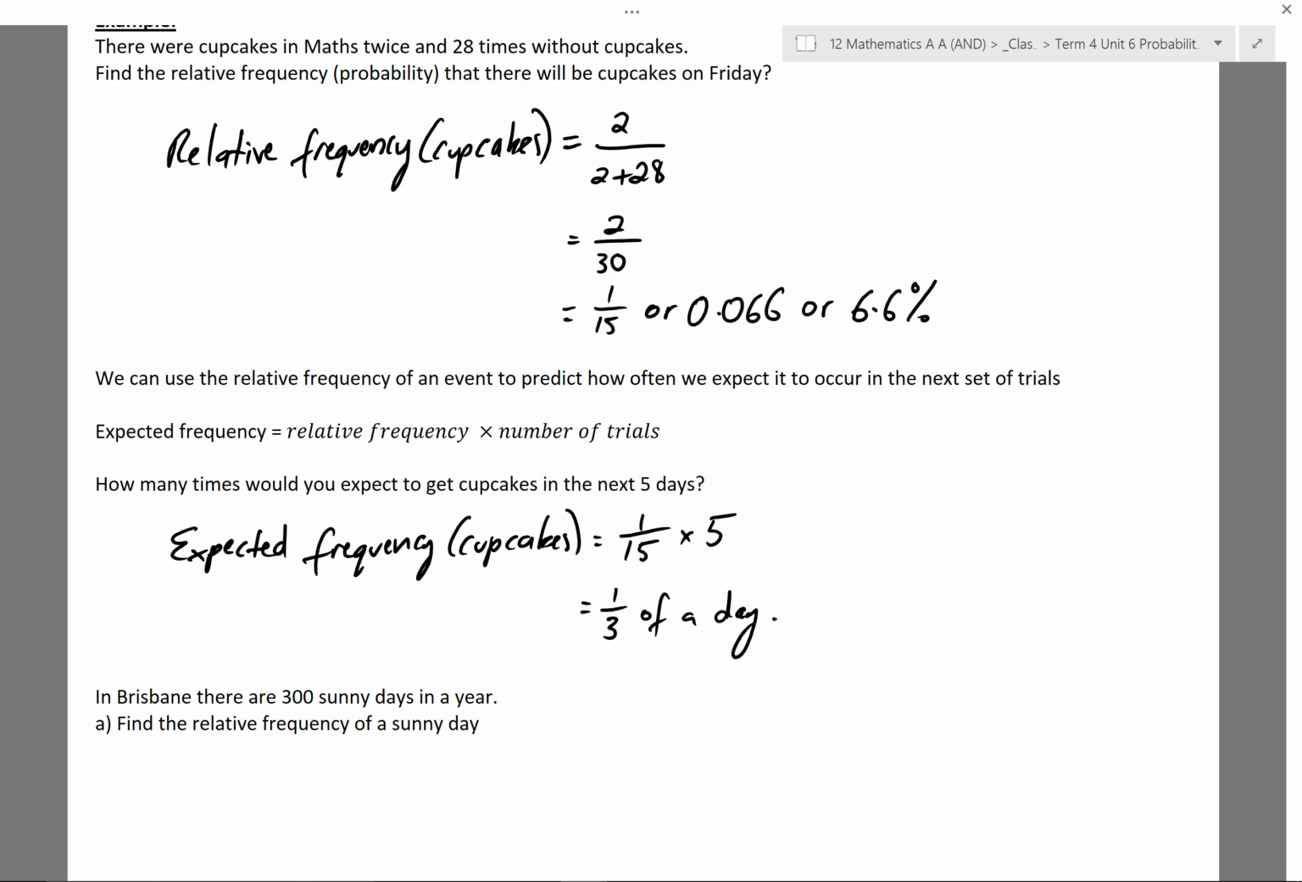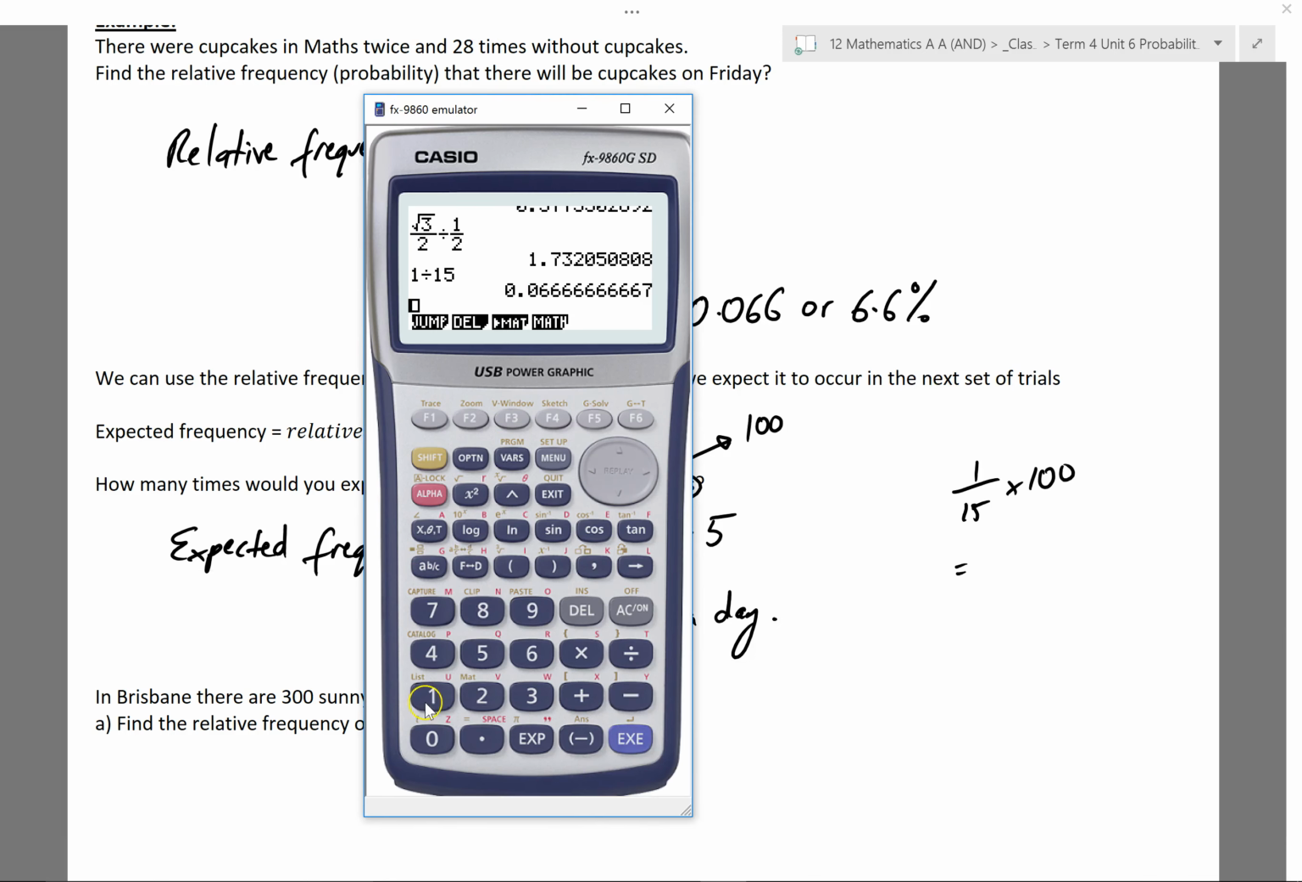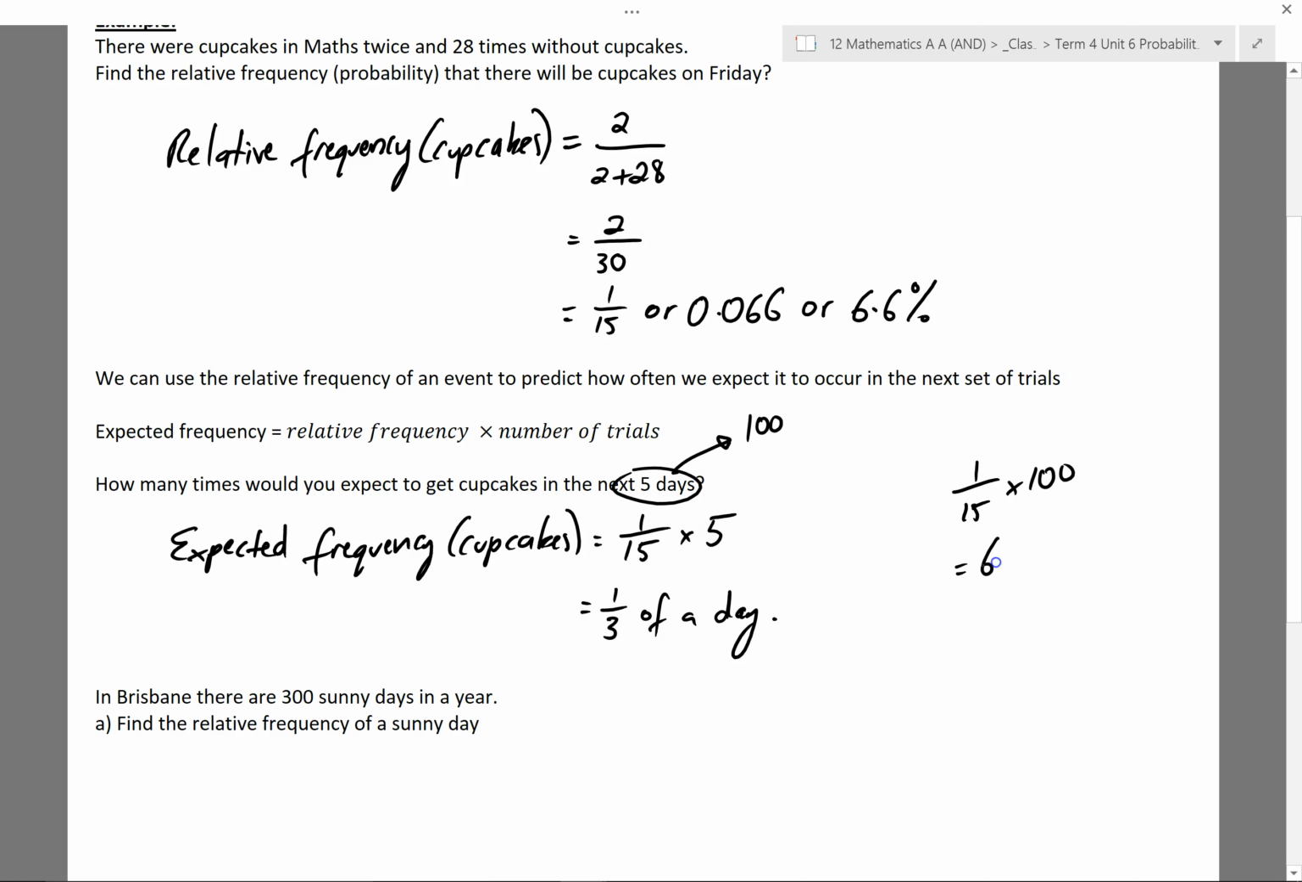However, if I change this question to the next 100 days, it'd be 1 on 15 times 100, which would get me hopefully a few more days of cupcakes. That gets me about 6.6 days. So I'd expect maybe 6 or 7 days where there'd be cupcakes in the next 100 days.